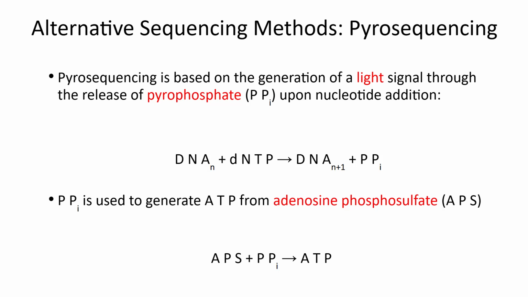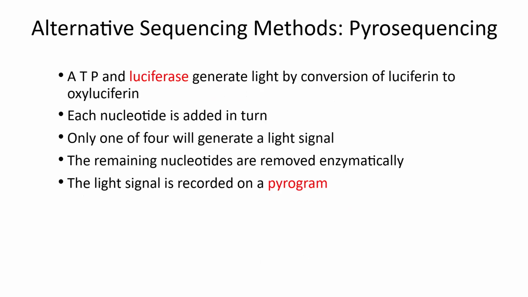Alternative sequencing methods: pyrosequencing. Pyrosequencing is based on the generation of a light signal through the release of pyrophosphate upon nucleotide addition. Pyrophosphate is used to generate ATP from adenosine phosphosulfate. ATP and luciferase generate light by conversion of luciferin to oxyluciferin. Each nucleotide is added in turn. Only one of the 4 will generate a light signal. The remaining nucleotides are removed enzymatically. The light signal is recorded on a pyrogram.